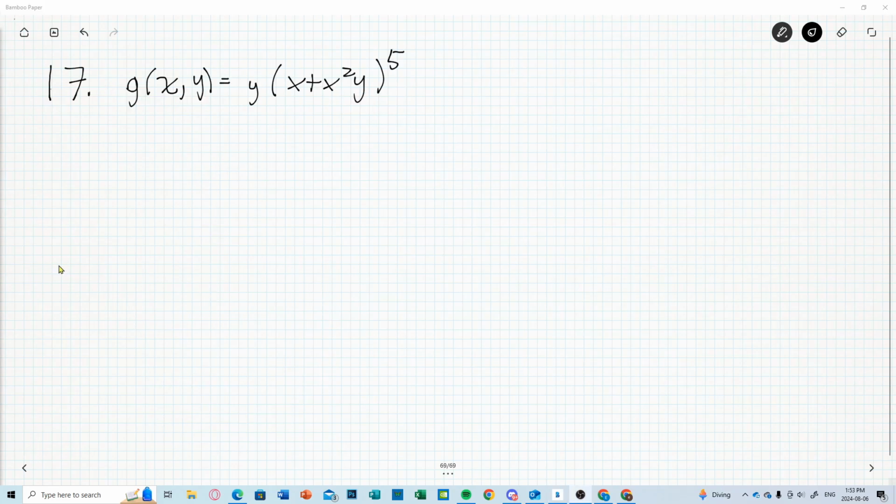Alright, next up we have question 17, which is the partial of y multiplied by x plus y squared multiplied by y to the power of 5. So for this one, we're going to start off just like normal, and this one will be g of x. So we're going to start off with a partial with respect to x.